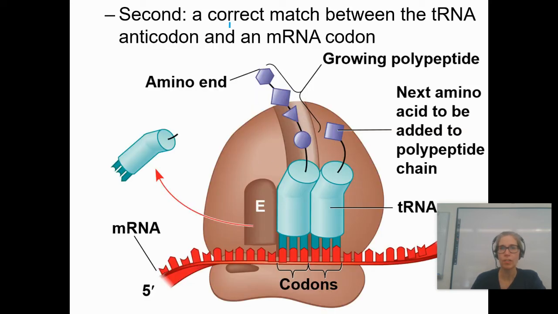The next thing that happens is you have to have a correct match between the tRNA and the mRNA, so the anticodon and the codon. There are 3 sites in the ribosome. This is the E site, where the tRNA that's done exits, and you've got your P site where the polypeptide is growing, and then you've got your A site where the next amino acid is going to come in. So this tRNA has its amino acid. They're going to be matched up here, so the codons to the anticodons, same with here, and then you're going to make a peptide bond between these 2 amino acids. So the second thing that happens is you have to have the right match between the tRNA anticodon and the mRNA codon.